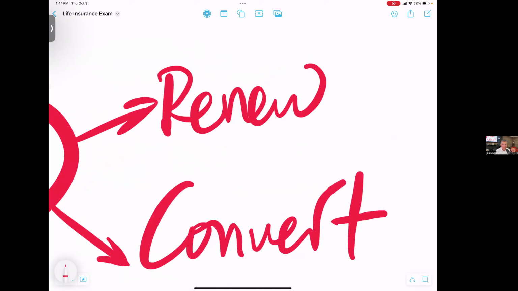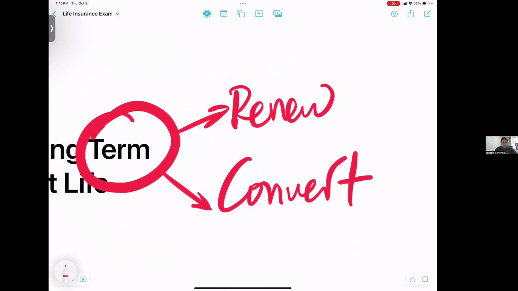Okay, tell me what you know about renewing it. When you renew it, you don't have to show your proof of health. Yes, insurability. And on the test they use the word insurability. So you could renew it. Is the price gonna go up, down, the same? When you renew it, it goes up. The cost goes up because you're older.